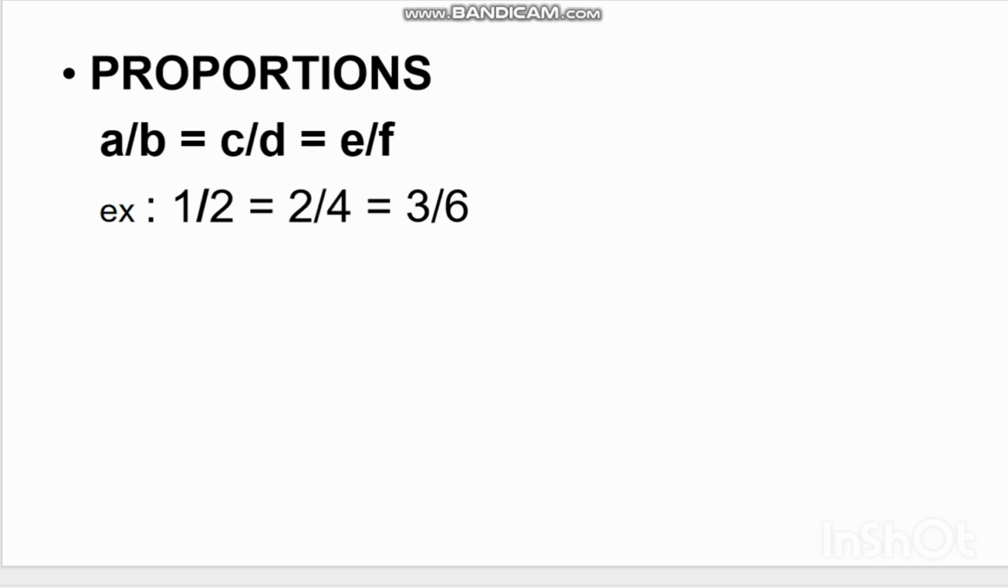Today we are going to learn about proportions. Previously we have learned about the topic called ratios. So another important topic in ratio and proportions is nothing but proportions. So let us know what is meant by proportions.